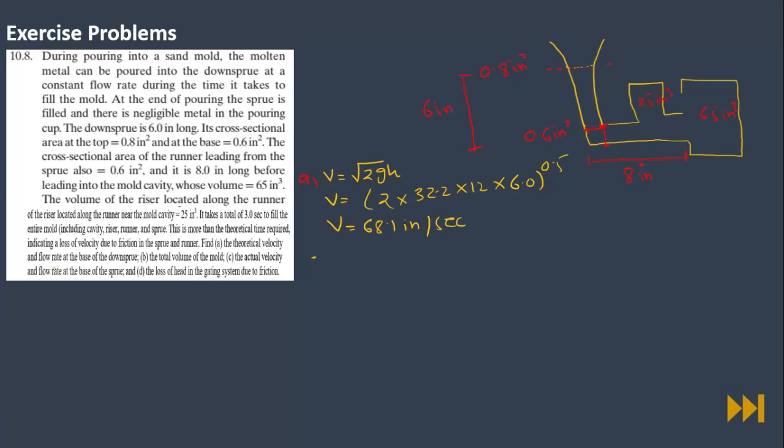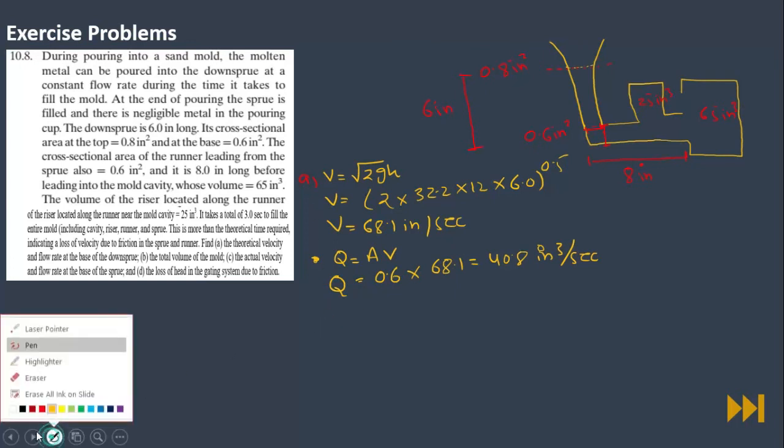For the volumetric flow rate, we have flow rate equals cross-sectional area into the velocity. The cross-sectional area at the bottom of the down sprue is 0.6 into the flow velocity, that is 68.1. So it makes up a flow rate of 40.8 inch cube per second. So this is part A.